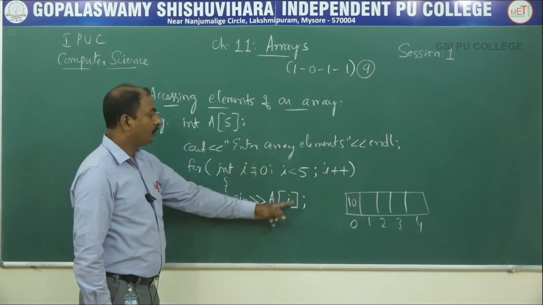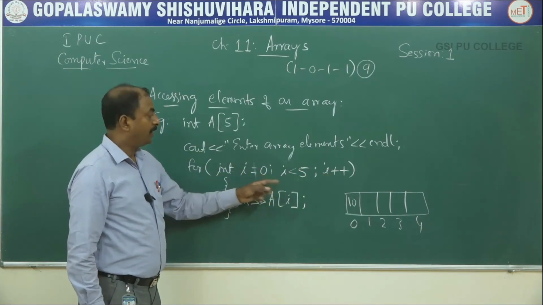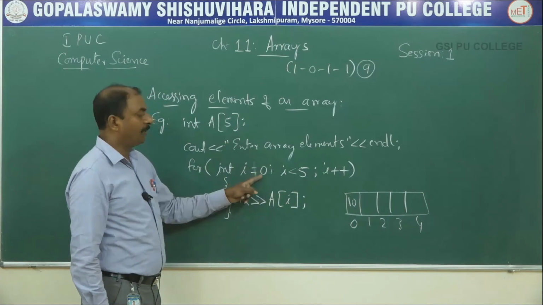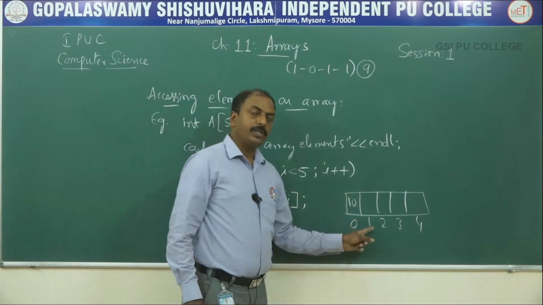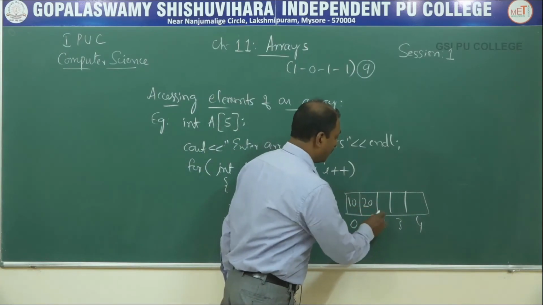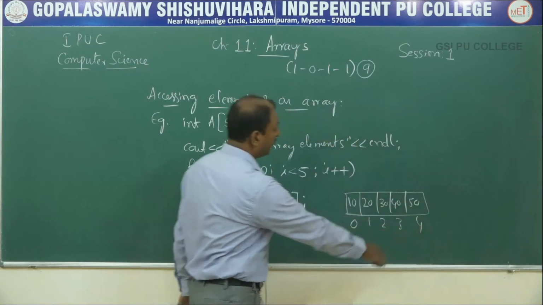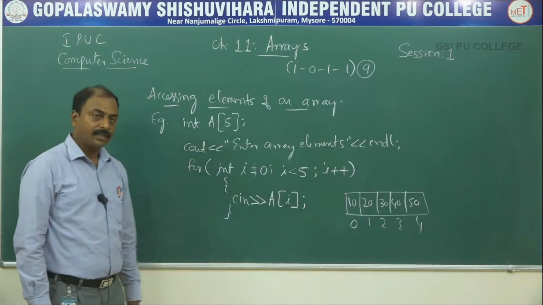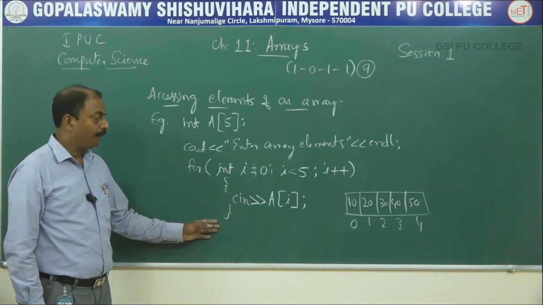Similarly, the i value is incremented by 1, and its value becomes 1. So cin >> A[1]. Whatever value you enter will be stored in the next index, that is 1. Similarly, it stores up to index 4, 5 elements. So this is how we access the elements of an array.